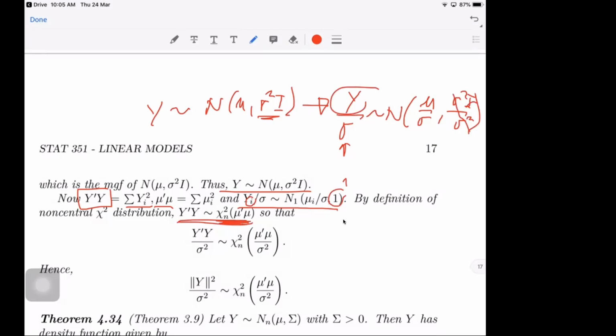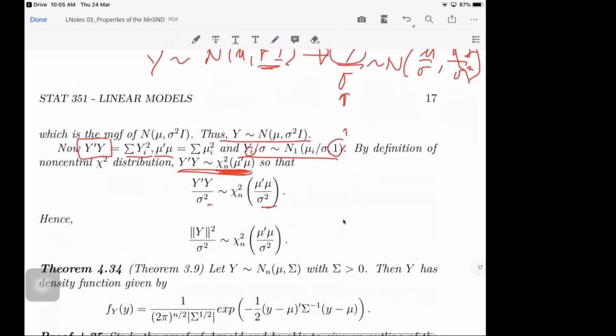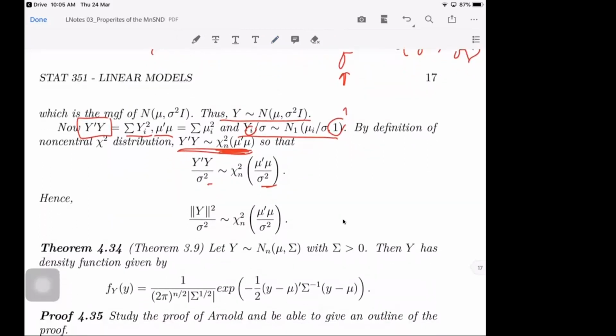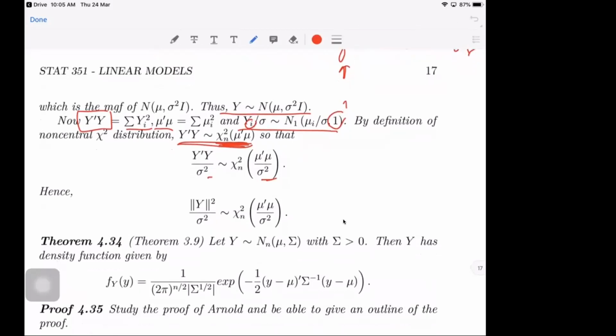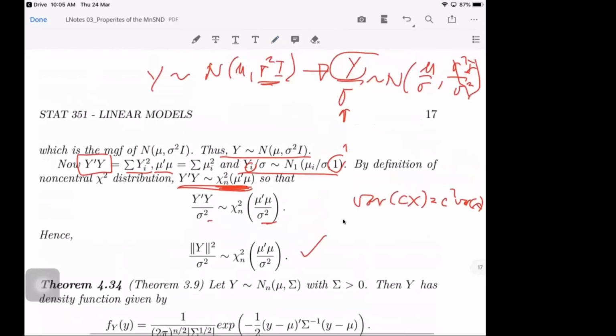So we divide by sigma squared, and the parameter is also divided by sigma squared. The variance of a constant times x is equal to c squared variance of x, no? Or equivalently, you have that. So this is now a non-central chi-square.